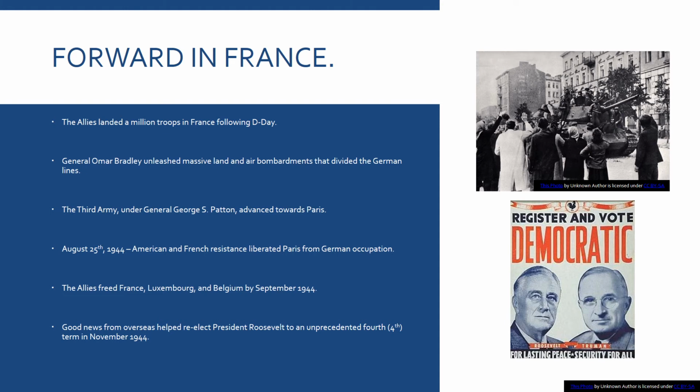And the good news overseas is going to help re-elect President Roosevelt to an unprecedented 4th term in November of 1944. That poster there says register and vote Democratic, Roosevelt and Truman, Harry S. Truman, will be Roosevelt's vice president, for lasting peace and security for all. So Roosevelt will become elected to a 4th term as president in November of 1944.